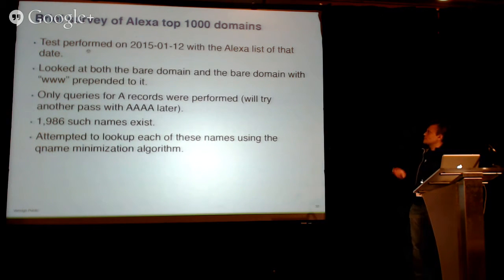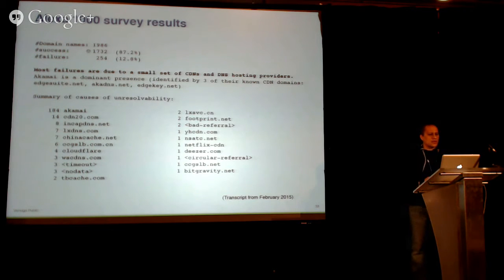Yeah, all right, okay. So I did a survey of the Alexa top 1,000 domains to see if I can successfully resolve them, and I looked at the bare domain, and also the name prepended with www. There are about 1,986 such names, not 2,000 because not everyone has a www name. And I looked up only A records as well. So here's a quick summary of the results of that survey. I had a failure rate of close to 13%. Okay, that's pretty large.